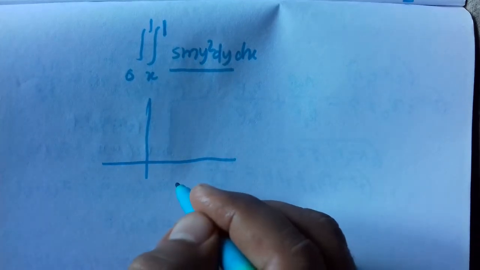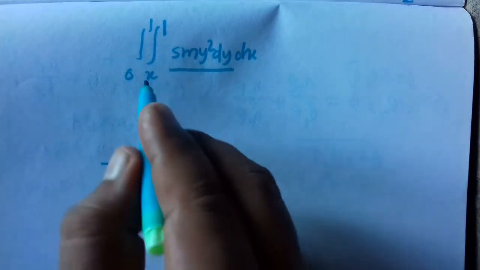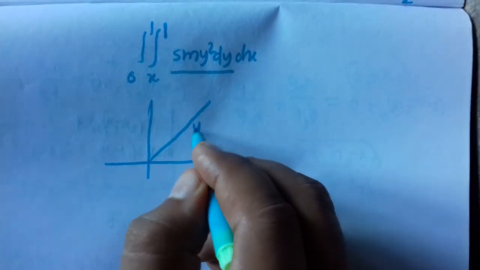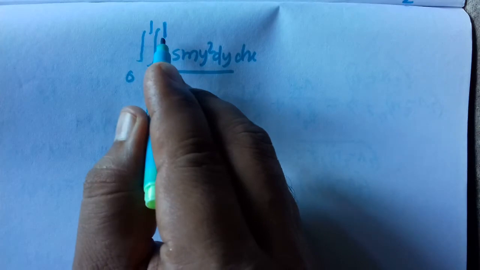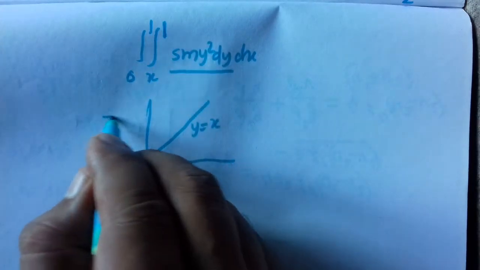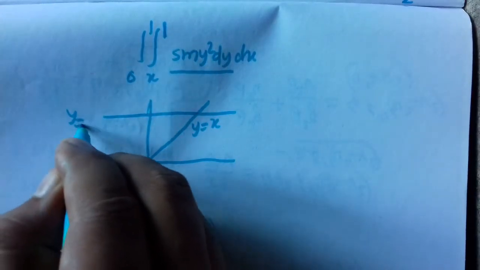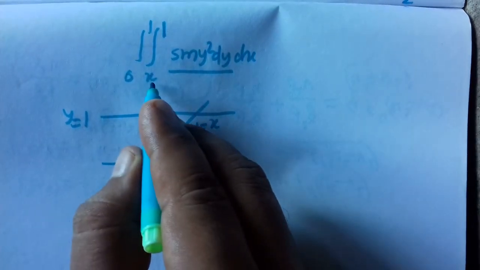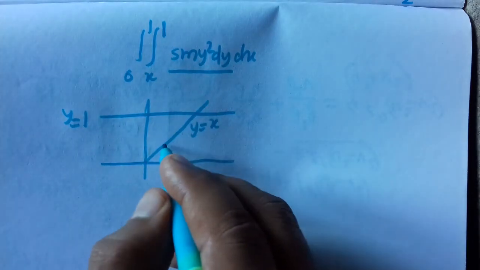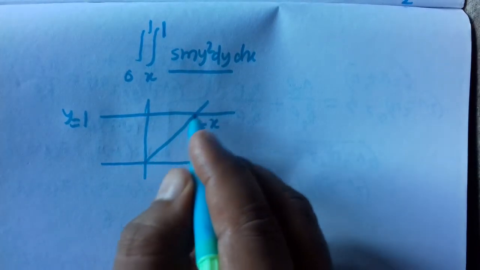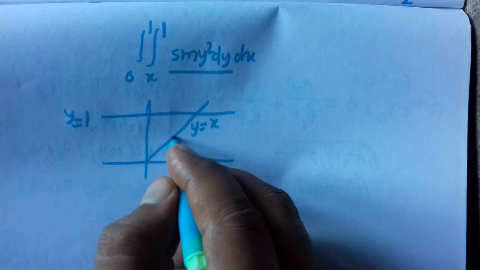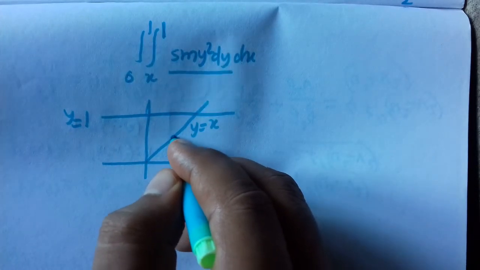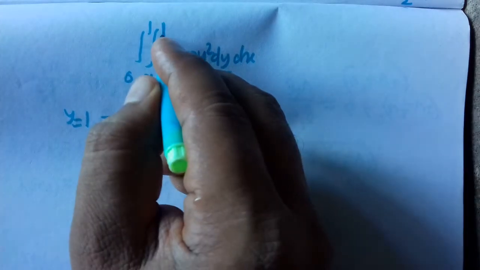For that we draw a graph. Here you see y equals x. This line is y equals x, and this line is y equals 1. So y goes from x to 1. Suppose you see y equals x and the point 1, it is this point. From this line y equals x, you have to go to y equals 1.